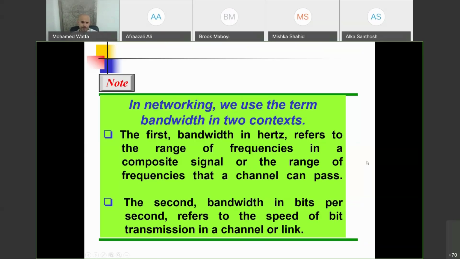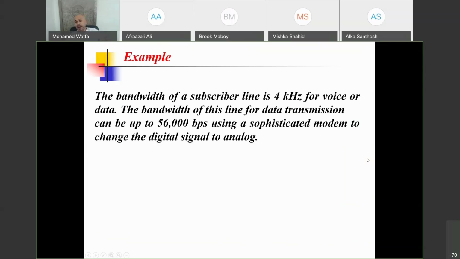Okay, let's move on. So the bandwidth of a subscriber, for example, let me give you an example. The bandwidth of a line is 4 kilohertz for voice. Again, one more time, bandwidth unit is hertz or bits per second. If you're looking at analog, it's hertz. If you're looking at digital, it's bits per second. The bandwidth for the line is 56 kilobit per second, meaning 56,000 bits per second. You can see it is 4 kilohertz analog, and it's 56 kilobit per second digital.